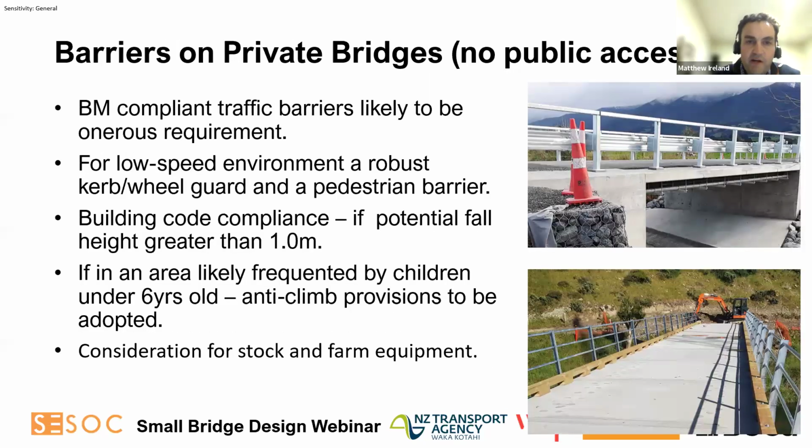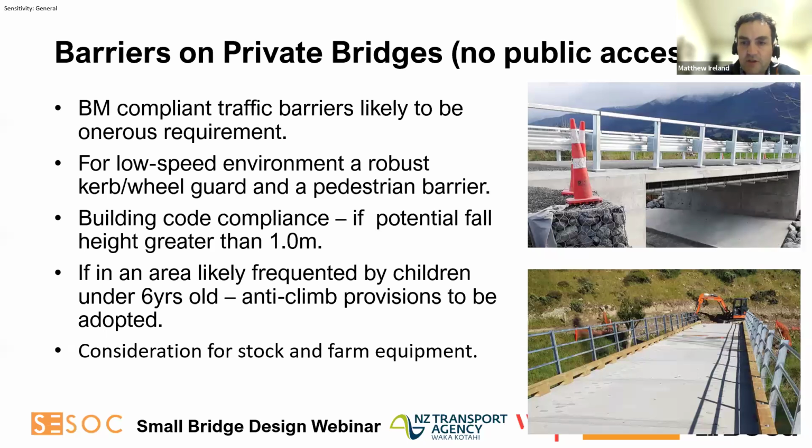So what type of barriers are appropriate for private bridges with no public access? One of the key considerations is traffic speed. If you've got high-speed traffic, you may want to consider bridge manual compliant traffic barriers, but for these small structures, these requirements are quite likely to be quite onerous. For low-speed environments, what you probably more often will see is the adoption of a robust curb, like the bottom right picture there, or wheel guard with a pedestrian barrier.